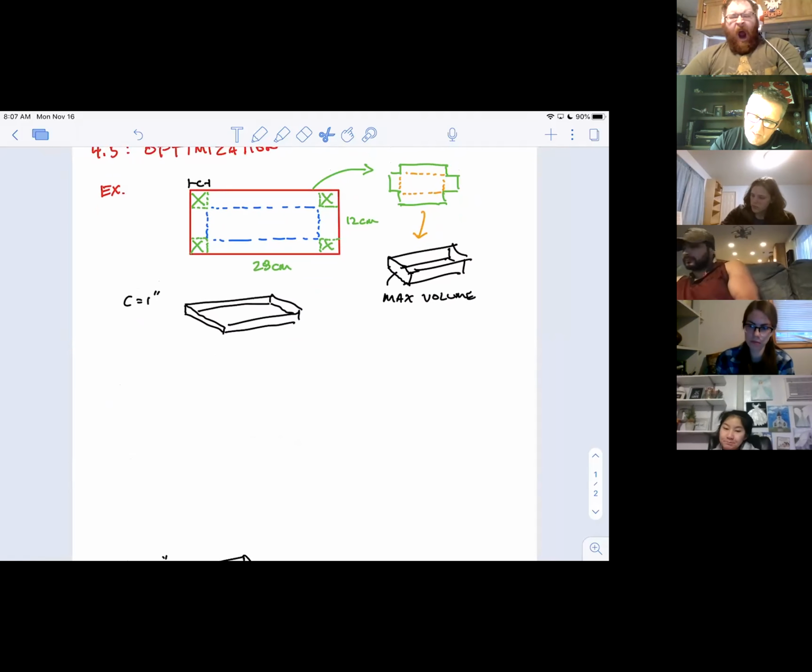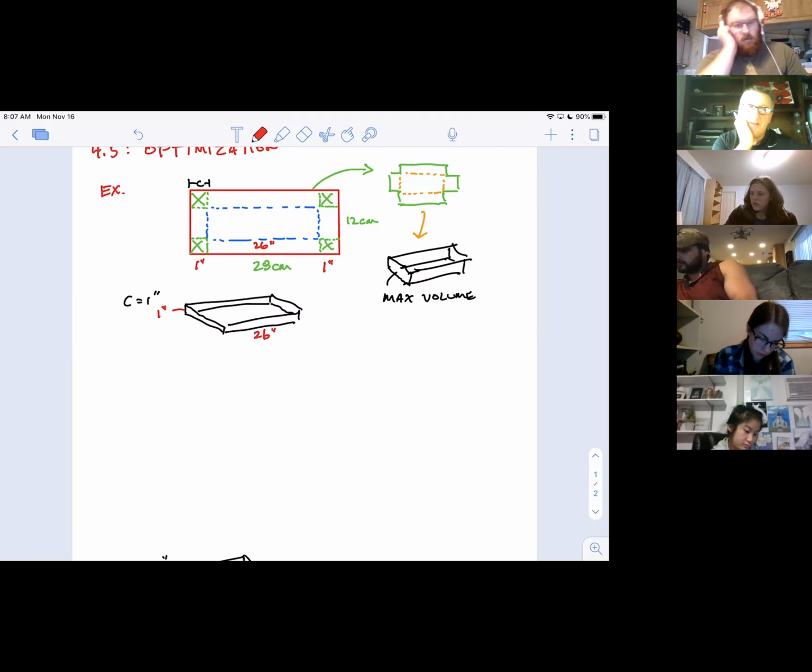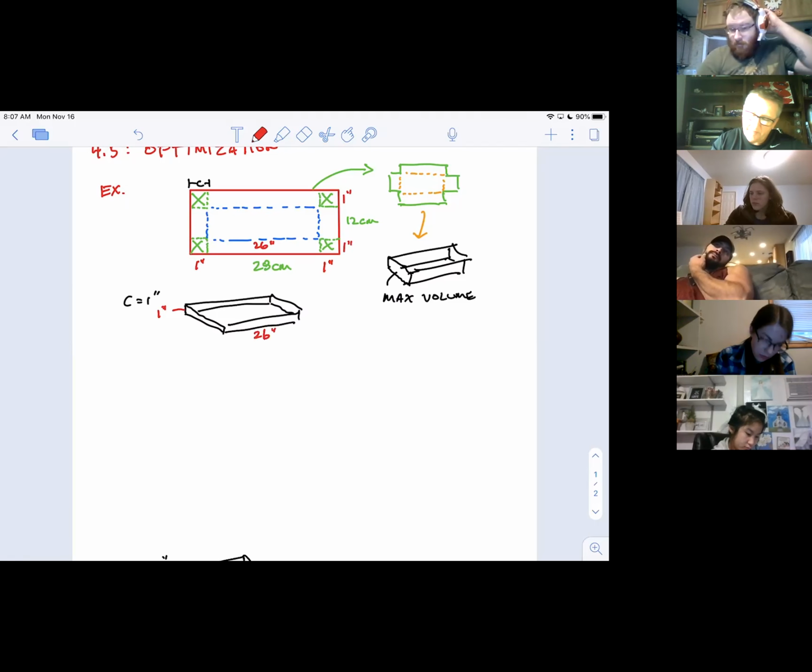Does it make sense if C was 1 inch, then if I go back to this original picture up here, this would be a 1 inch cut and this would be a 1 inch cut. So the end result is I'm taking 1 inch and 1 inch off. And so this length up here would be 26 inches. And so my box would be 26 inches long because I lost an inch on each side. And then if I lost an inch over here and I lost an inch over here, that's 2 inches off of 12. Then that means this is 10 inches. And so my box is 1 by 10 by 26.